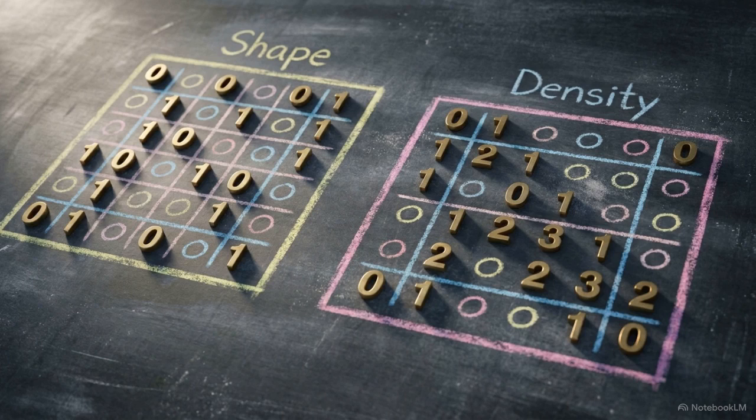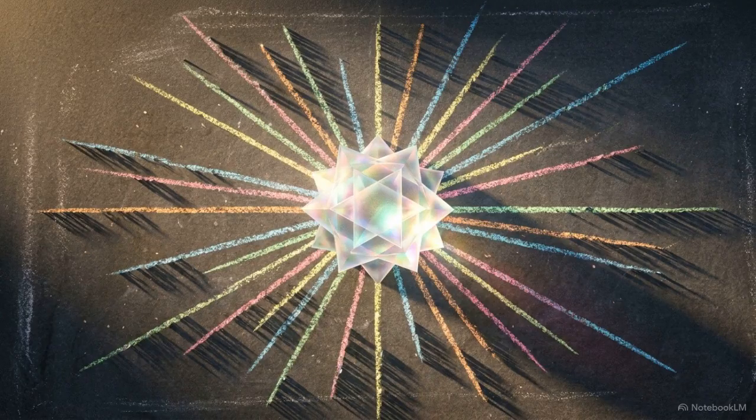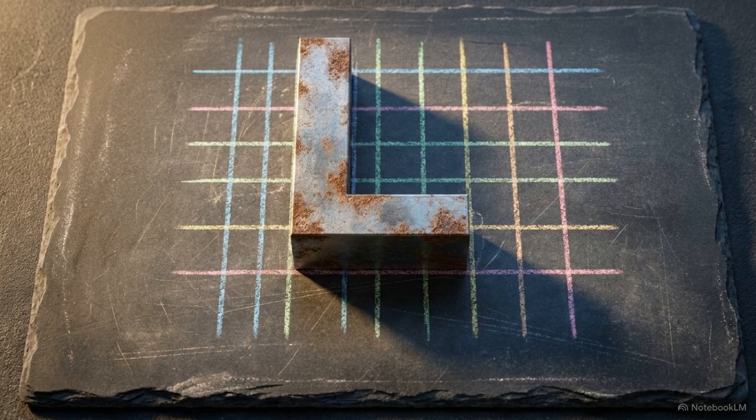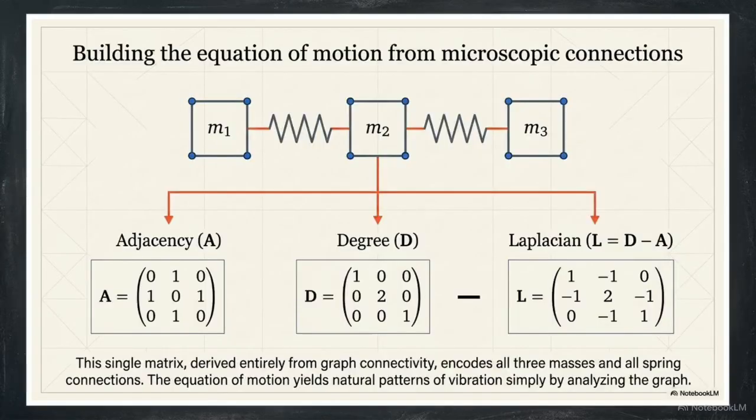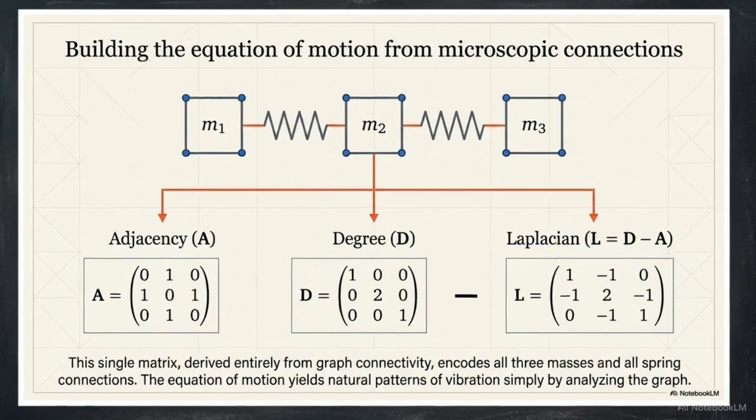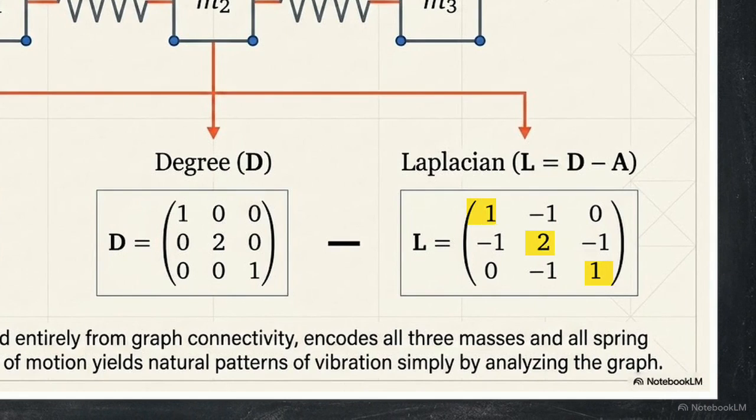We now possess two abstract maps: adjacency for the network shape and degree for the local density. Together, they contain the data needed to determine how energy will flow. These two matrices combine to form the central engine of graph dynamics, the graph Laplacian. This chart outlines the derivation. We calculate the graph Laplacian, L, by subtracting the adjacency matrix from the degree matrix. Look at the resulting pattern in matrix L. It features positive numbers running down the diagonal and negative ones in the off-diagonal positions.